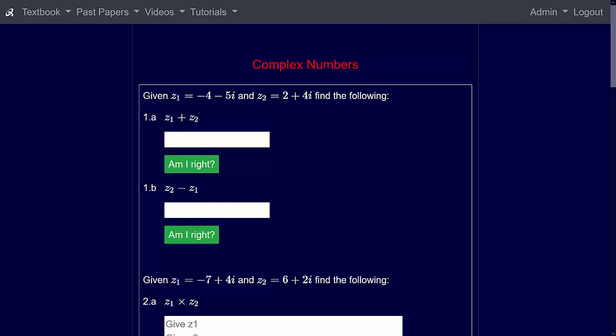This video is how to answer the complex numbers tutorial. So question 1, z1 is equal to minus 4 minus 5i, z2 is equal to 2 plus 4i. Find the following, z1 plus z2.